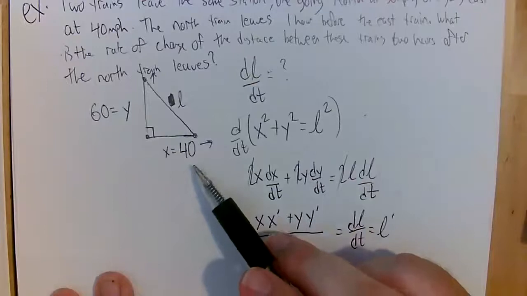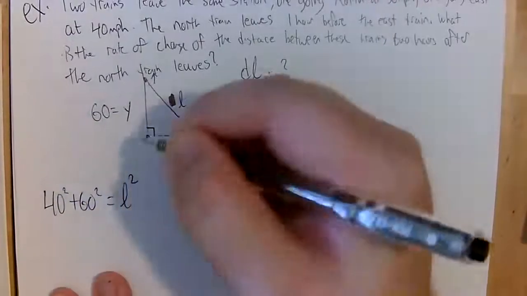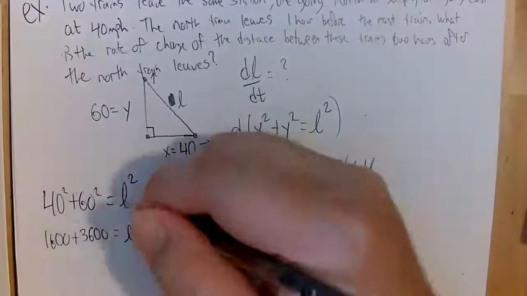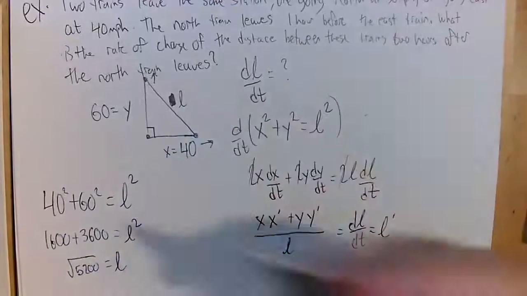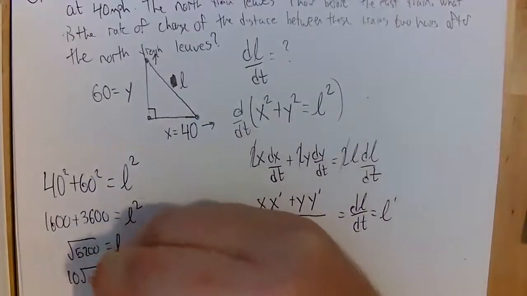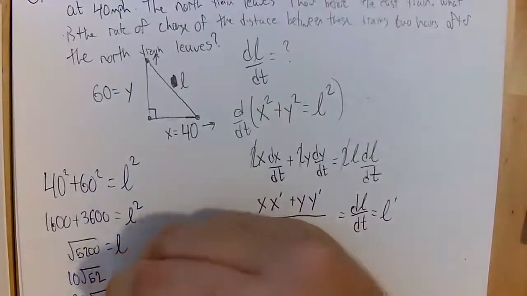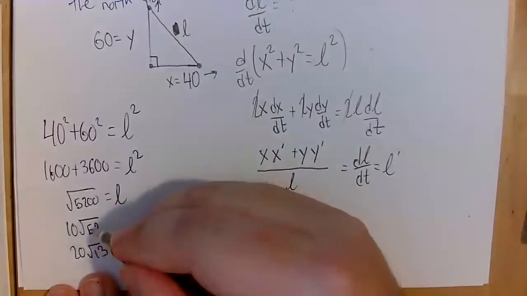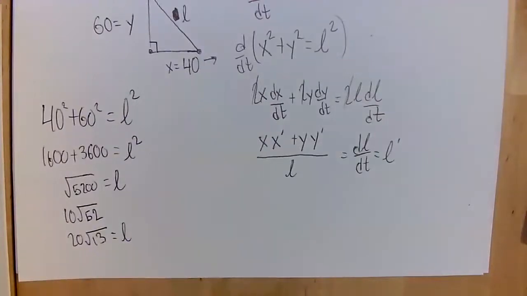Well, we can use the Pythagorean theorem with these numbers here. So we know that 40 squared plus 60 squared has got to be L squared. So this is 1600 plus 3600 is L squared. So the square root of 5200 is L. And we're going to put the positive, of course, because L is a distance. And we could simplify this. This will simplify to 10 root 52. I also think we can write this as 20 root 13, because 52 is 4 times 13, square root of 4 is 2. Yeah, that's another way of writing it. So L is 20 root 13.